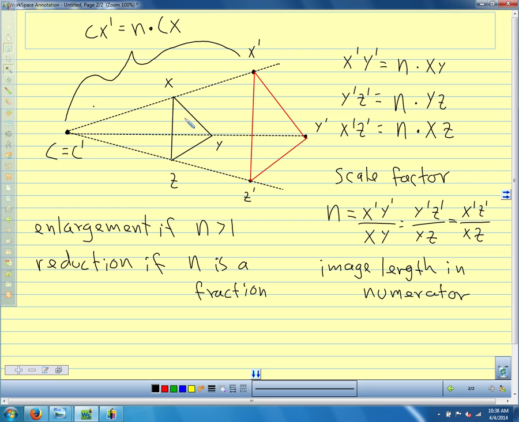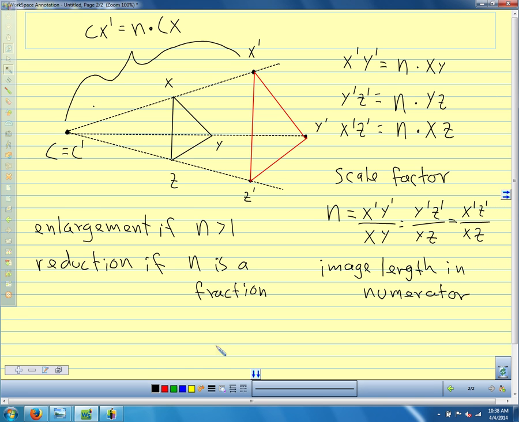If I drew a dilation that was a reduction, where would you guess my image would be compared to the pre-image? If it were getting smaller, where would my image end up being drawn? It would be closer to the center. So if I did a reduction, my triangle would be smaller and it would be over here. So we get an enlargement if our scale factor is bigger than 1, a reduction if n is some kind of fraction, less than 1.